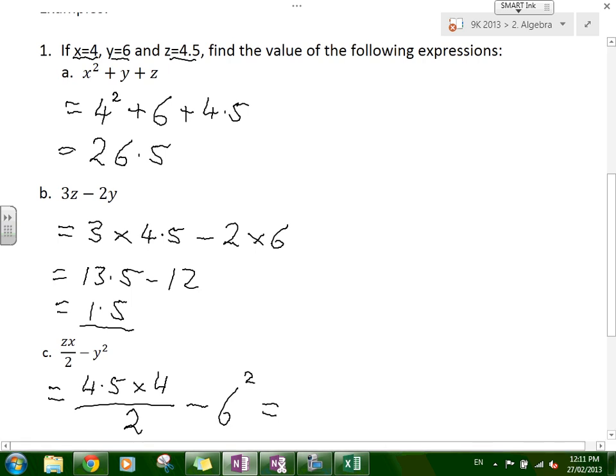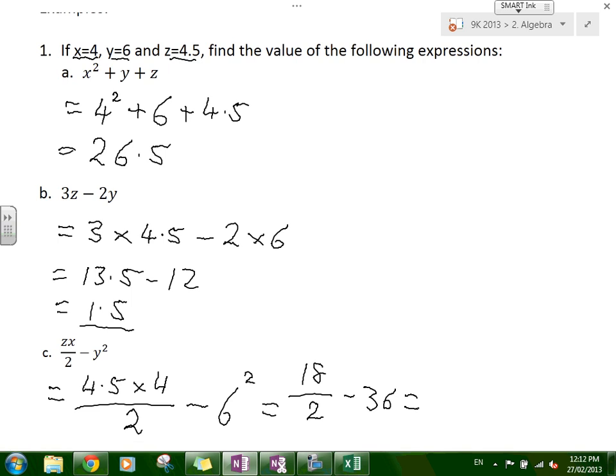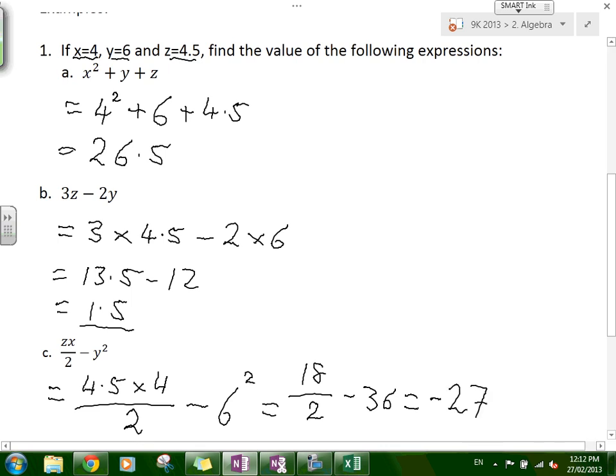What's 4.5 times 4? 18. So we've got 18 over 2 minus 36. What's 18 over 2? 9. And then what's 9 minus 36? Negative 27. All right? So we end up with minus 27. Okay? Any questions? Right, so you substitute the value in.